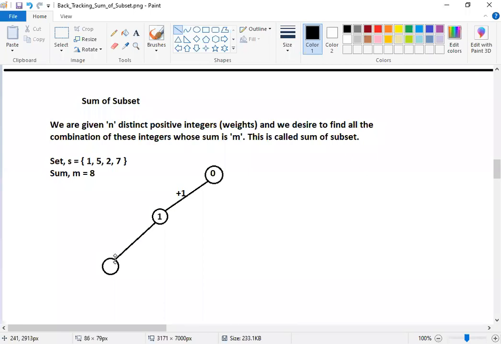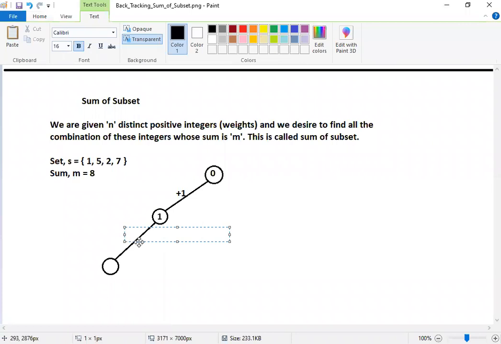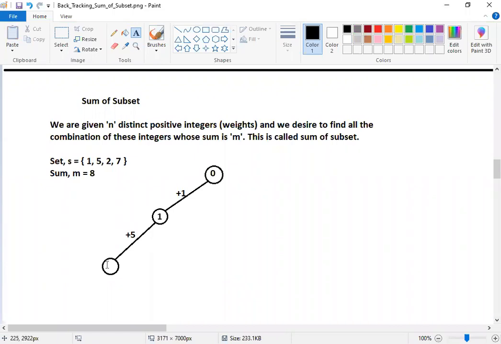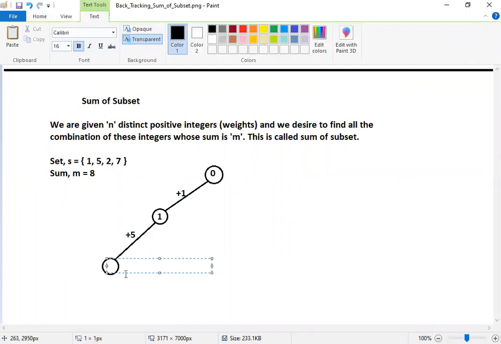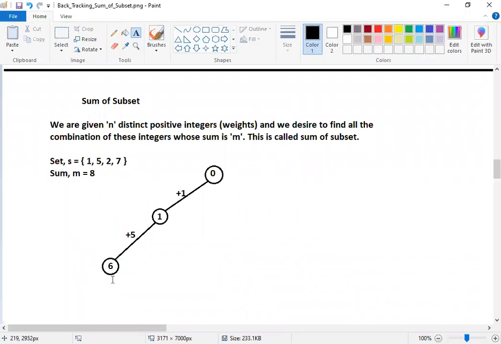Which value am I going to consider here? I'm going to consider the value 5. That means the edge value will be +5, correct? Then the node value of the child which I have derived now is going to be the previous value plus 5. So it is going to be 1 plus 5, that gives me a value of 6. Is this step understood, how we arrived at the value 6 for this particular child?